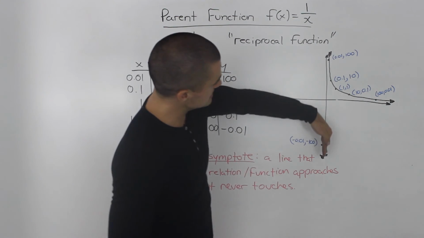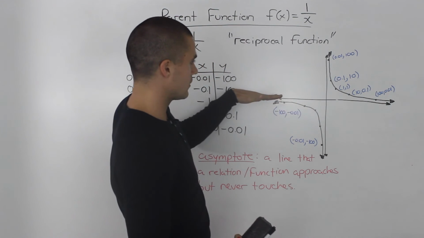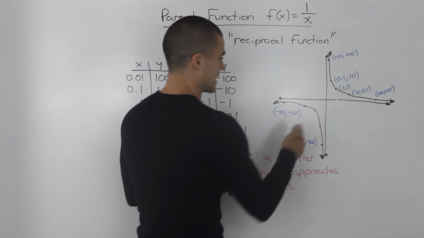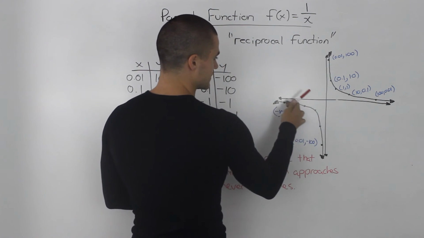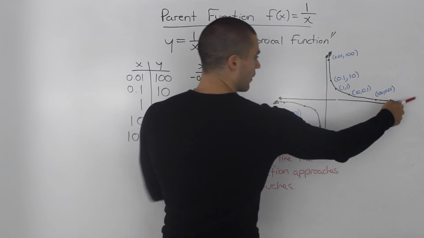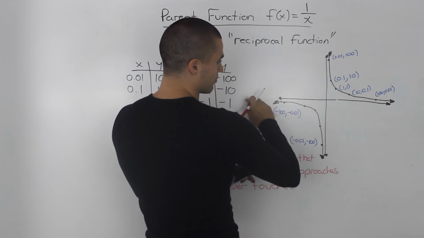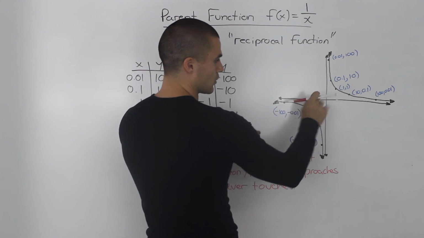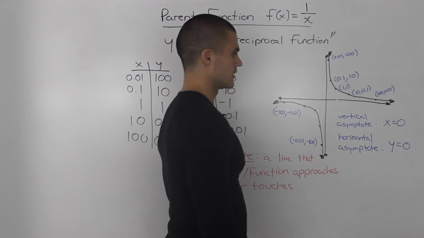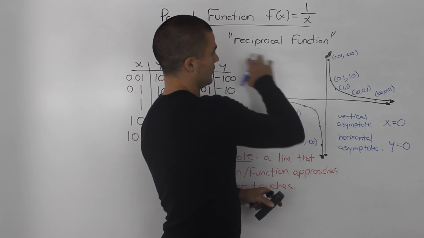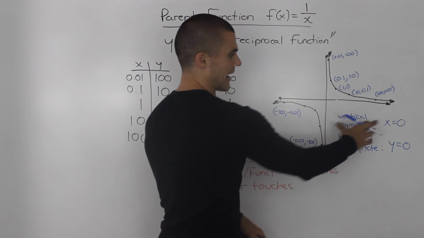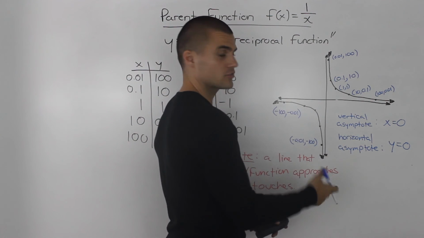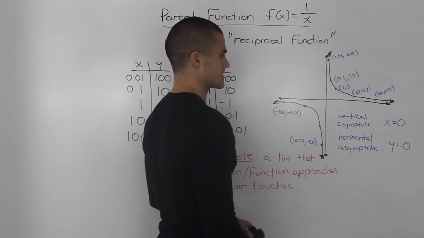And notice how this is a vertical asymptote, and notice how there's also a horizontal asymptote, because as the x values are approaching negative infinity and positive infinity, they are approaching the x-axis, or the line y is equal to 0, but it's never touching it. So in conclusion, the reciprocal function has a vertical asymptote at x is equal to 0, and it has a horizontal asymptote at y is equal to 0.